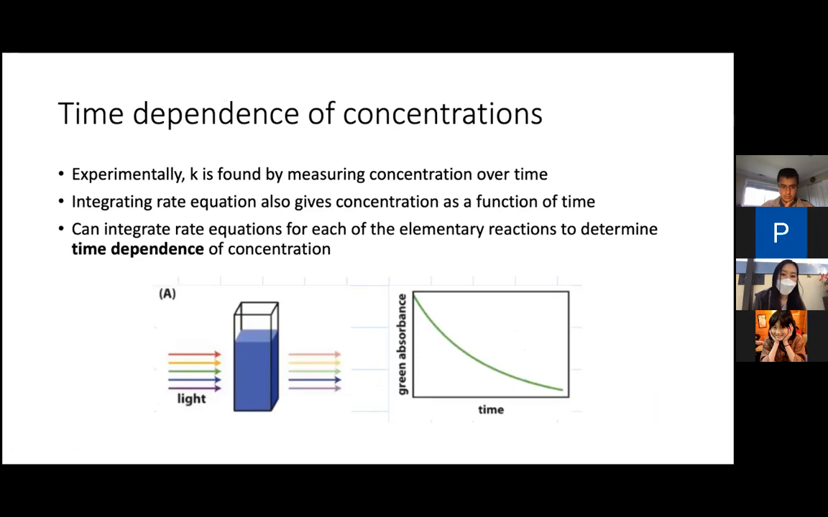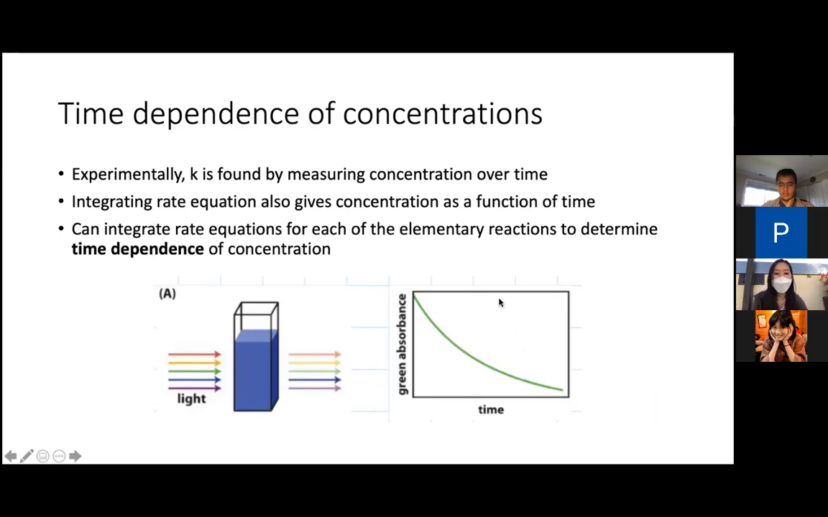And what is the use of these rate laws? We can use these rate laws to find what is called the time dependence of concentrations. Basically, we can know the concentration of a reactant at a given time t if we integrate the rate equation.